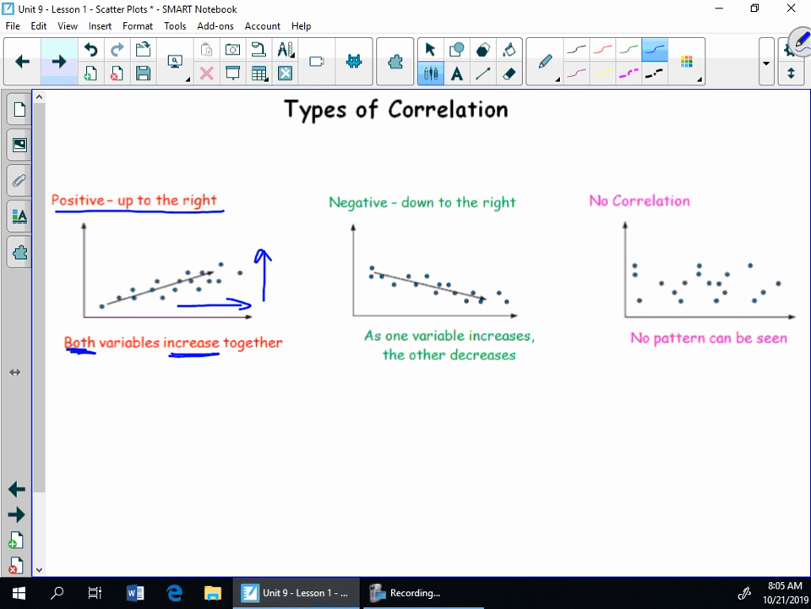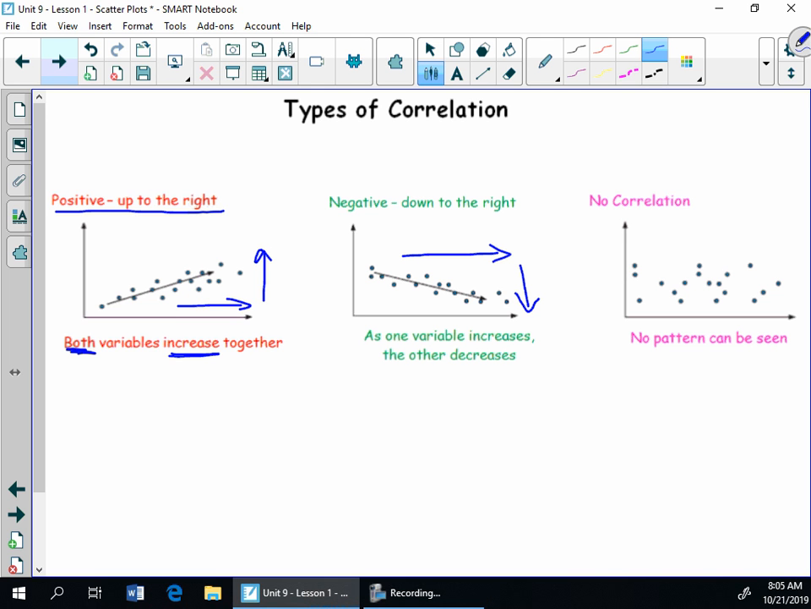We could have negative relationships. As one thing goes up, the other one goes down. Maybe, I don't know, the more time you spend gaming, the less time you have to do homework. Right? One goes up, other goes down. More gaming, less homework. So if you think of the words more and less going together, that would be a negative relationship. More and more, it's a positive relationship.